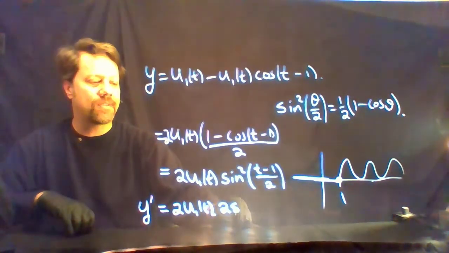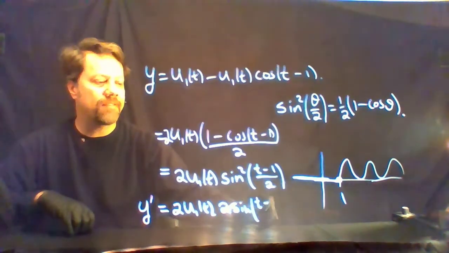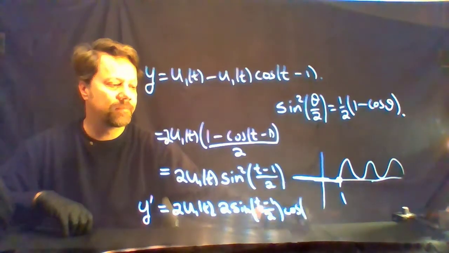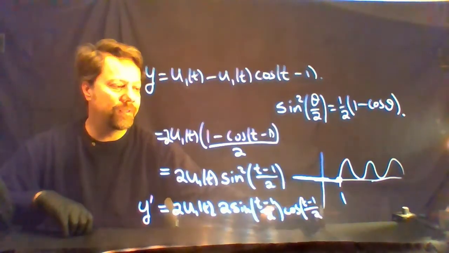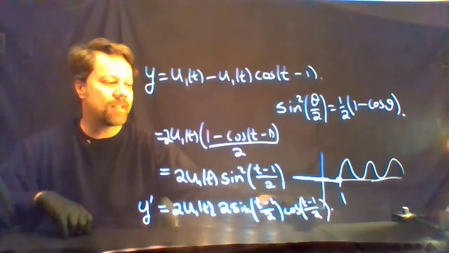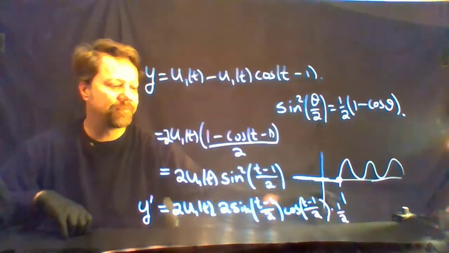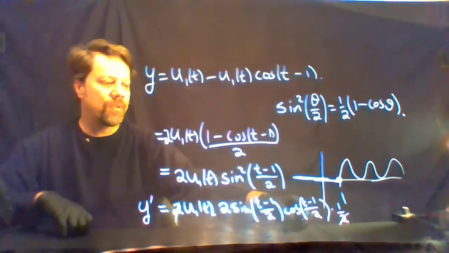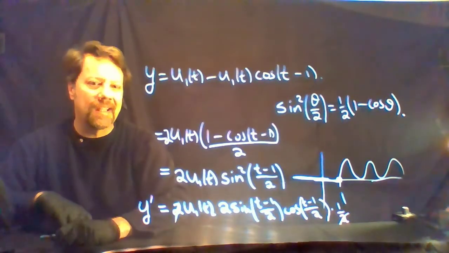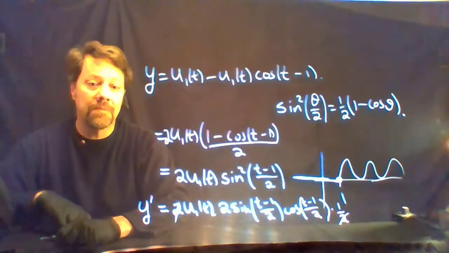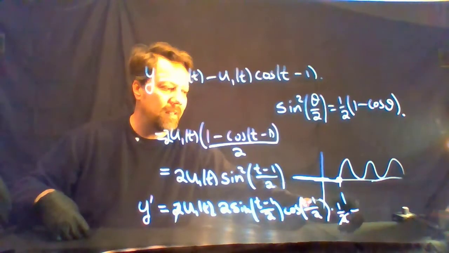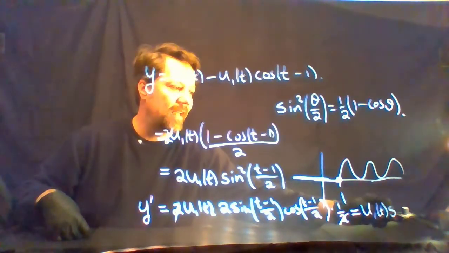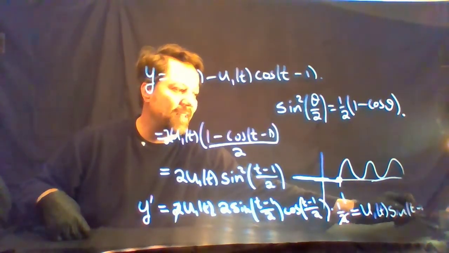You'll get twice sine of t minus 1 over 2 times the cosine of t minus 1 over 2 times the derivative of the inside, which is 1/2. This 1/2 will cancel this. To the rest of this, we may apply the double angle identity for sine. That's equal to u1 of t times the sine of t minus 1.